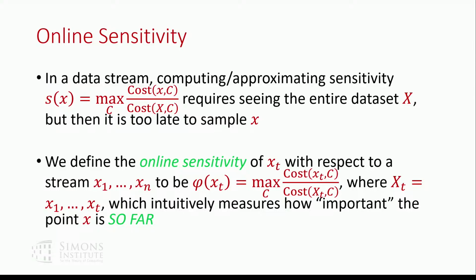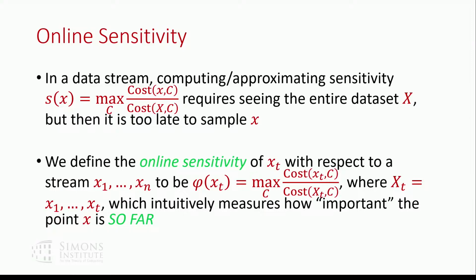So that's good and everything. But for us, there's a problem with this framework, right? This requires us to actually know the entire data set X in advance to calculate the sensitivity of a point. But we get these points in a stream, so we can't do this. Fortunately, there's a related notion called online sensitivity.